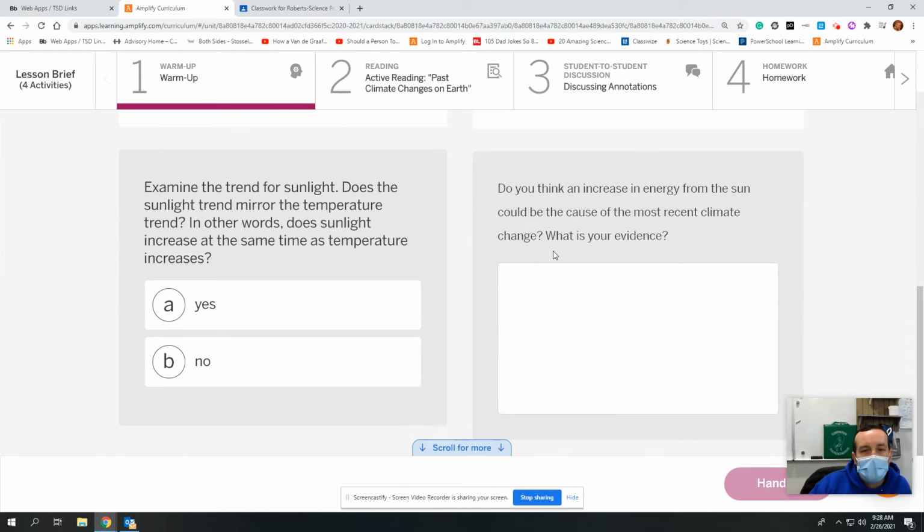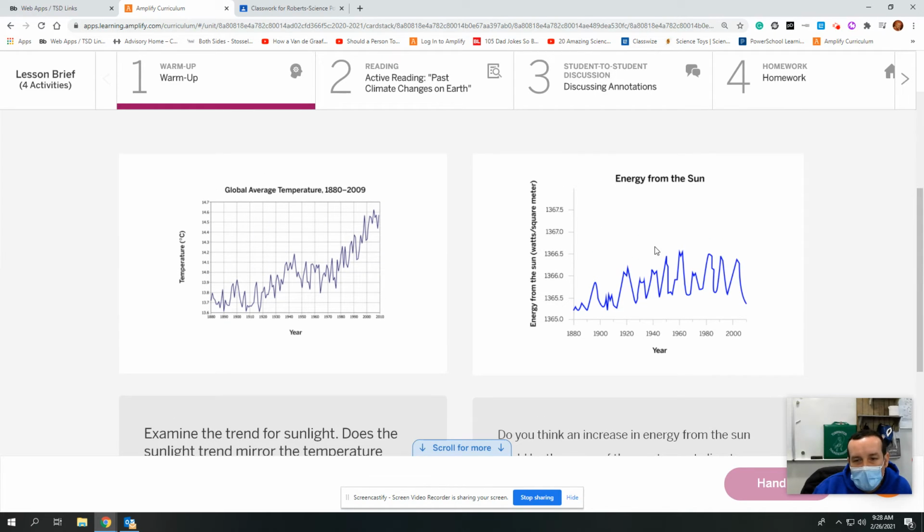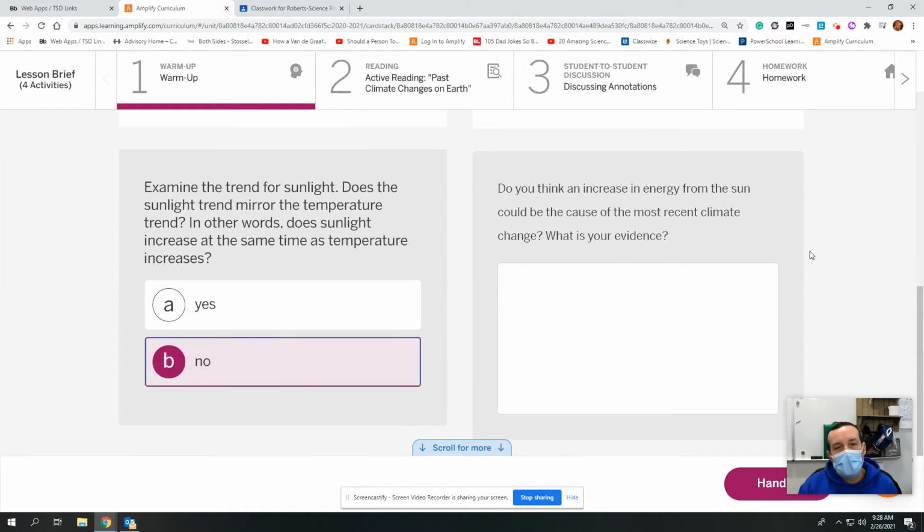And so we're going to answer this question after looking at these graphs here. Does sunlight increase at the same time as temperature does? So let's look at those graphs, and we can see maybe a little bit of a slope, but then it kind of steadies out. Here we see a rise and a dip, and then a big rise, but the average is a steady increase over the last 100 plus years. So we would say no on that one.